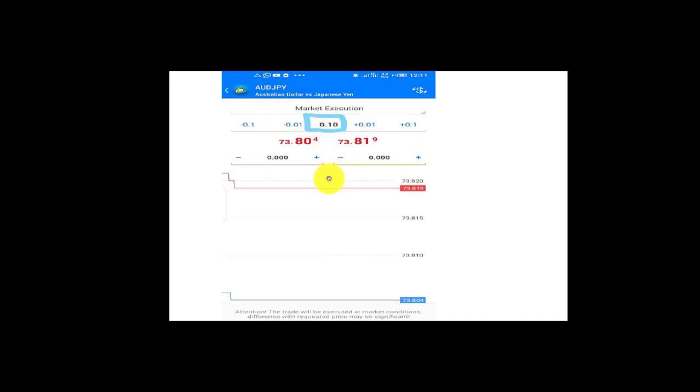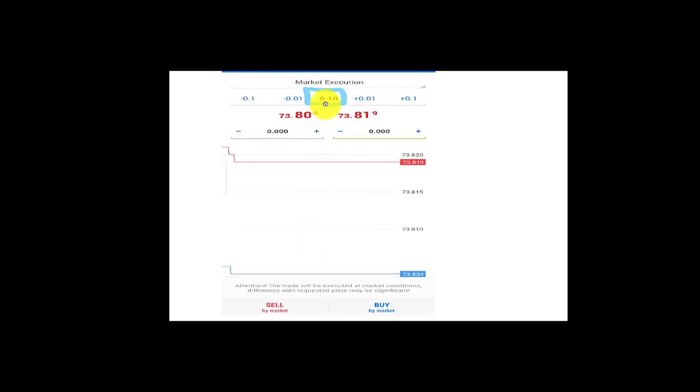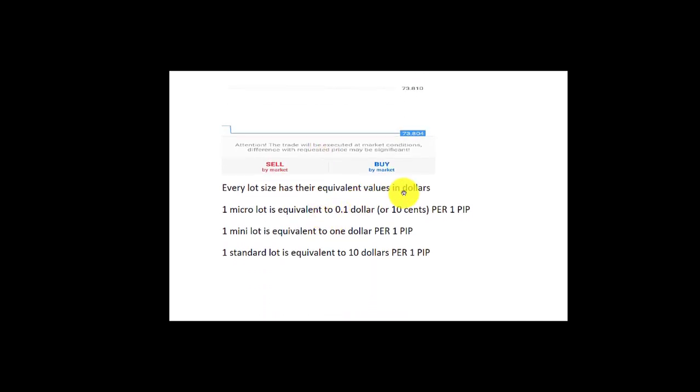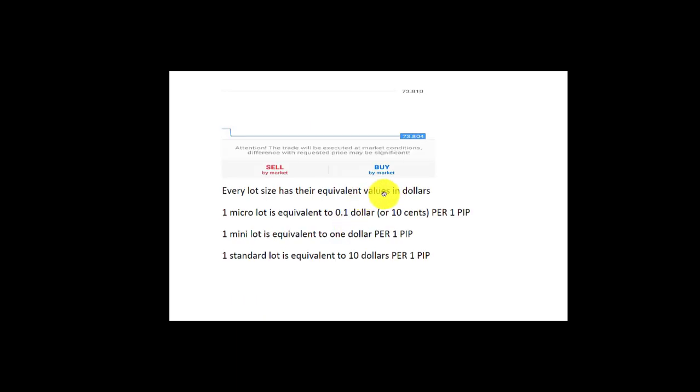So when you click on any of those currency pairs, or you press and hold, it's going to give you this dashboard, and you're going to see market execution. Then this circled box is where you're going to choose or put your lot size before you execute your buy or sell button. This is where you're going to determine whether you're going to use 0.01, or 0.1, or one lot size, whether it's a standard, mini or micro lot size. Every lot size has its equivalent value in dollars, and we're going to see that just now.